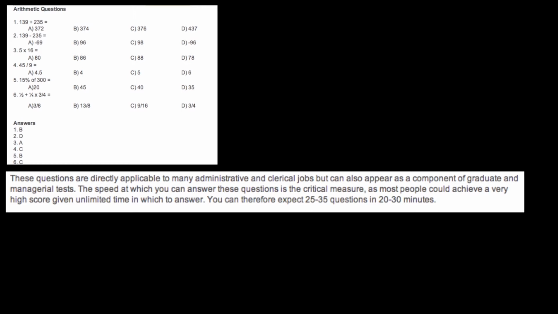These questions are directly applicable to many administrative and clerical jobs but can also appear as a component of graduate and managerial tests. The speed at which you can answer these questions is a critical measure, as most people could achieve a very high score given a limited time in which to answer. You can therefore expect 20 to 35 questions in 20 to 30 minutes.